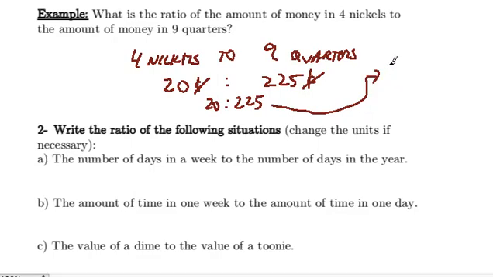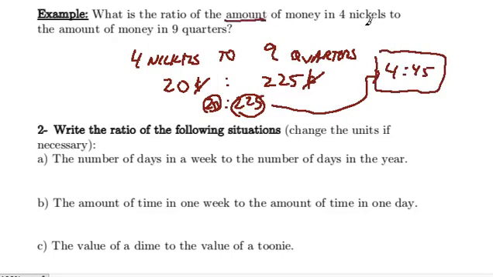So we could reduce this to 4 to 45. I'm just dividing both terms in this ratio by 5. 20 divided by 5 gives me 4. 225 divided by 5 gives me 45. So that is my ratio for the amount of money in 4 nickels to the amount of money in 9 quarters.